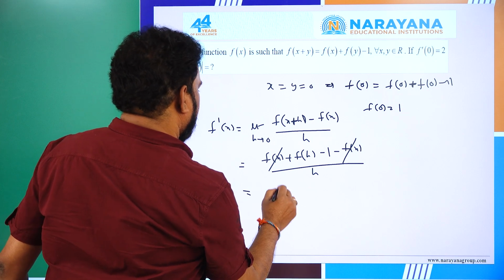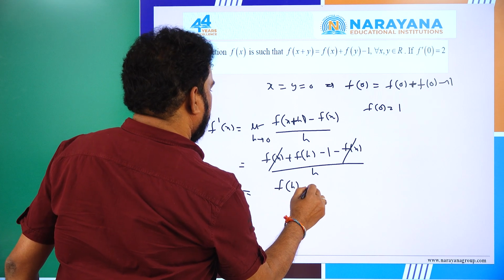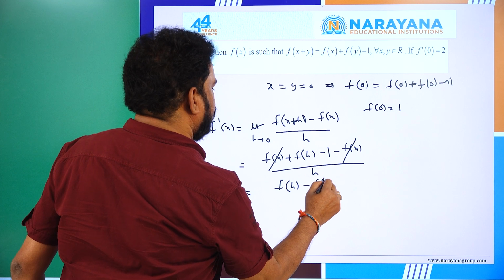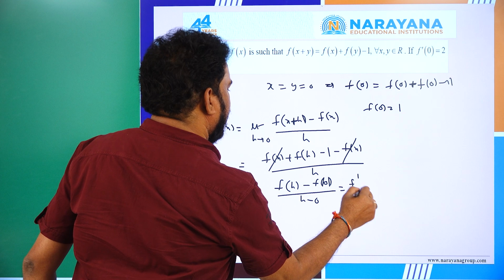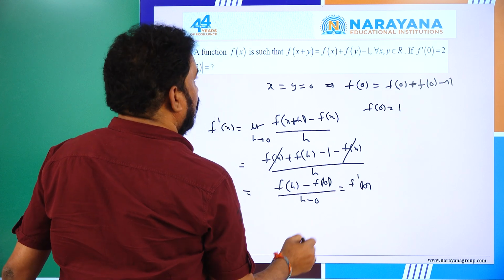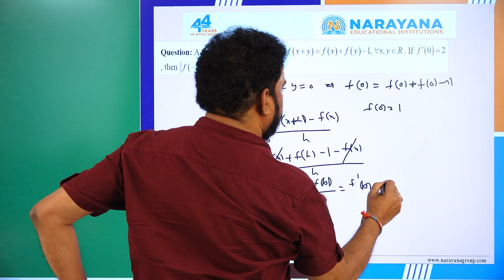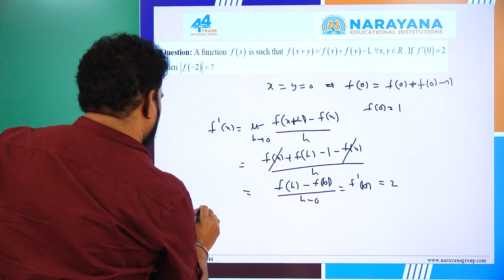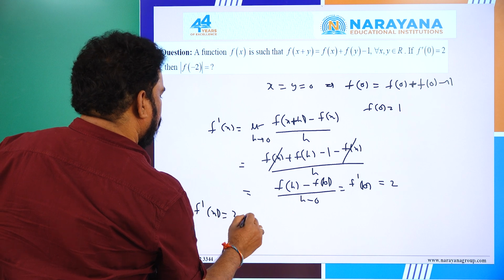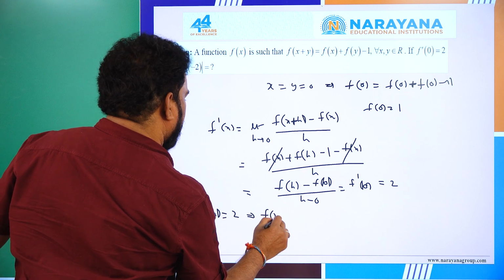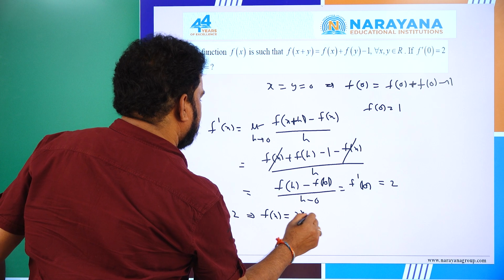Then f of h minus 1 can be written as f of h minus f of 0 by h minus 0, which is nothing but f dash 0. So f dash 0 is given as 2. So indirectly, what did we get? f dash x is equal to 2. So this implies f of x is equal to 2x plus c.